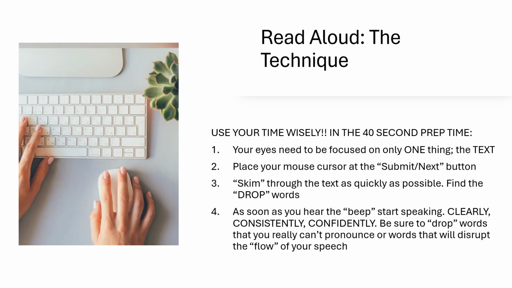Okay, so do I have a technique? You bet I do. In the 40-second prep time, where are your eyes? They need to be looking at the text. Your mouse cursor just has to sit on the submit or next button. That's one option. The other option is if you are holding your mouse cursor and following along like it's a karaoke song, reading word for word, your cursor can follow along. But I don't recommend this. I recommend that only for highlight incorrect words. For read aloud, I would like you to just place it at the submit or next button.